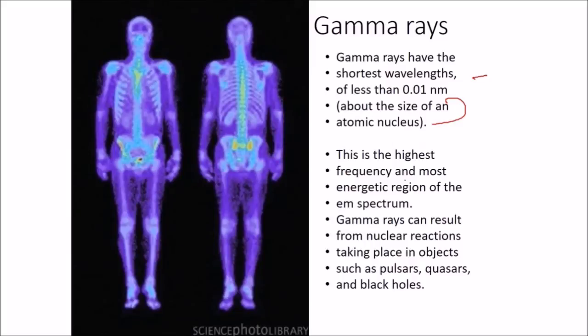Highest frequency and most energetic region of the electromagnetic spectrum, gamma rays can result from nuclear reactions taking place in objects such as pulsars, quasars, and black holes. This is how the frequency changes with the frequency spectrum. These are ionizing radiations. So these radiations have to be handled carefully.